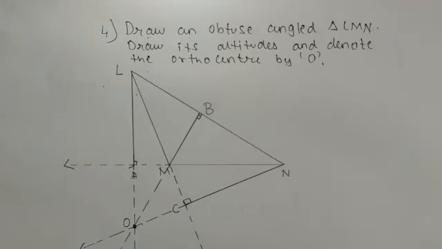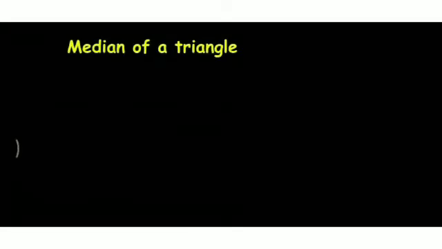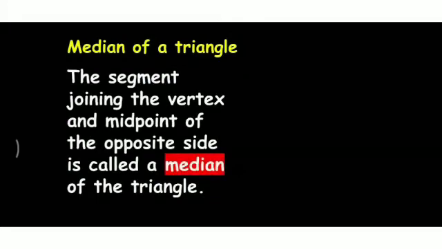So now we will start with a new topic which will be median. Now we will see median of a triangle. So what do we mean by median of a triangle? The segment joining the vertex and the midpoint of the opposite side is called a median of the triangle. So it is a segment joining the vertex and the midpoint of the opposite side. It will join the midpoint of the opposite side and it will be called as a median of the triangle.